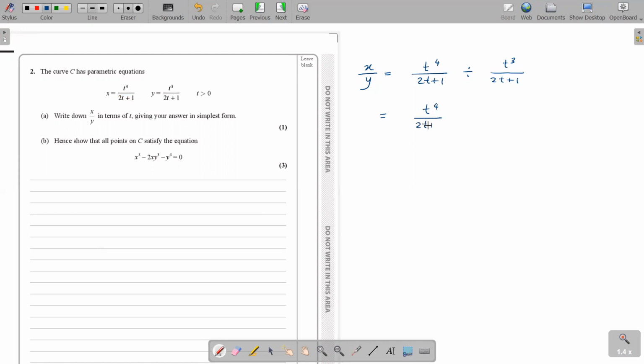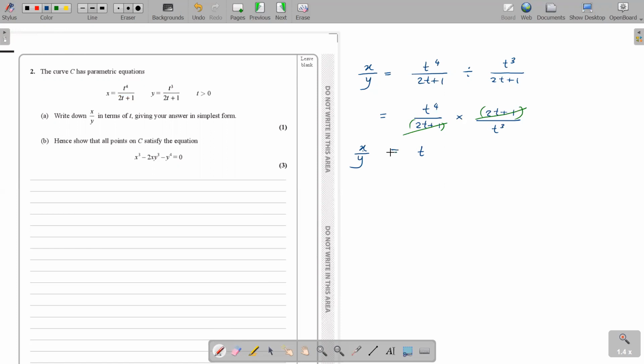What happens? As I was explaining, you need to see it inside your head. Now the 2t plus 1 term cancels. t to the power 4 over t to the power 3 just gives you t. So x over y is simply t. If you write this in one go, since it's 1 mark, you would get that 1 mark.